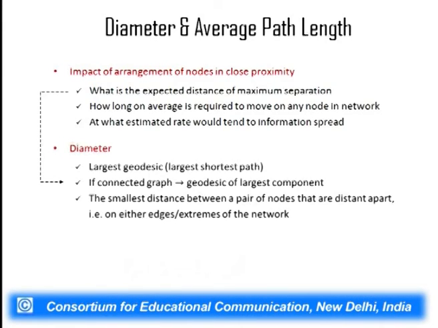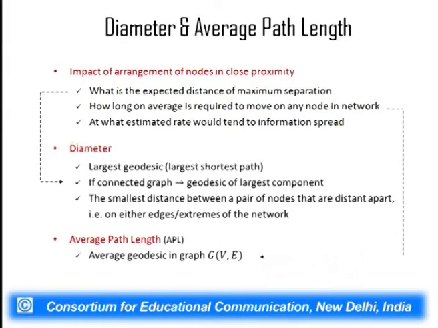If it is a connected graph, then it will be the geodesic of the largest component, and it is basically the largest shortest distance between a pair of nodes that are distant apart. Distant apart means any two nodes that are at the two extremes of the network. What is the shortest possible way to reach from one node to another, specifically when those two nodes are that far apart?